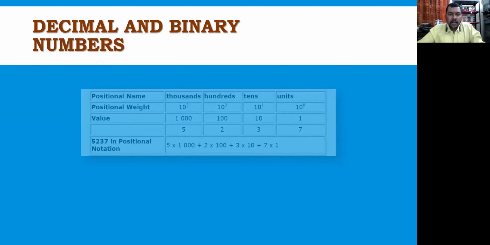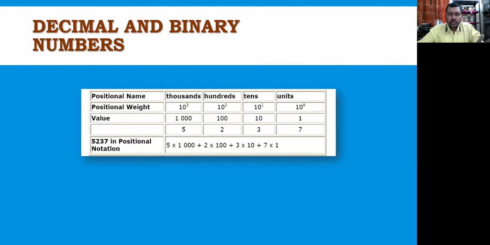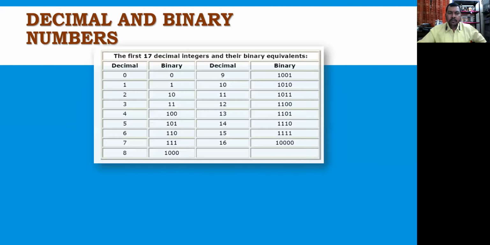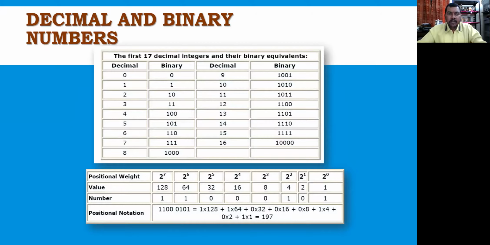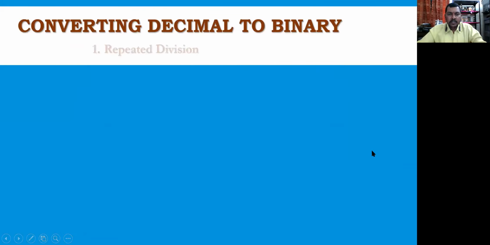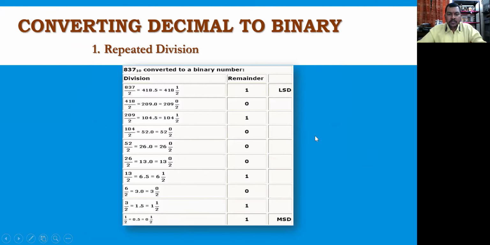Decimal and binary numbers we have already studied. We'll just brush up what we have studied: these are the positional weights and names, and how we write decimal numbers. According to that, we converted decimal numbers to binary numbers. We made a table of it in the last classes. This is the double method to convert a decimal number to binary.